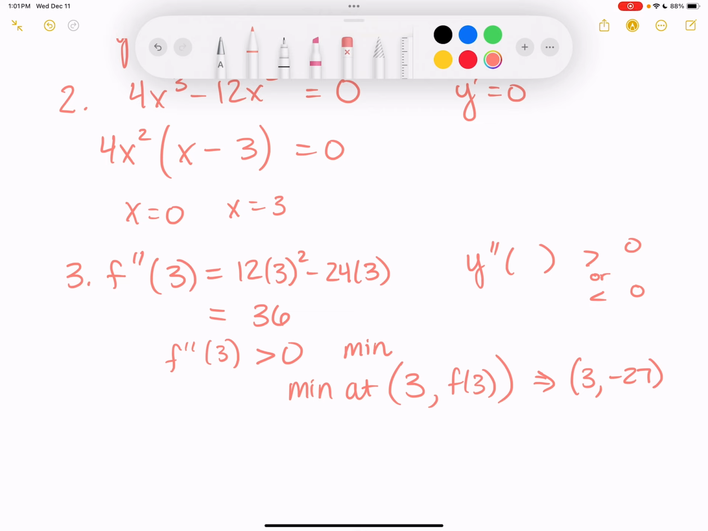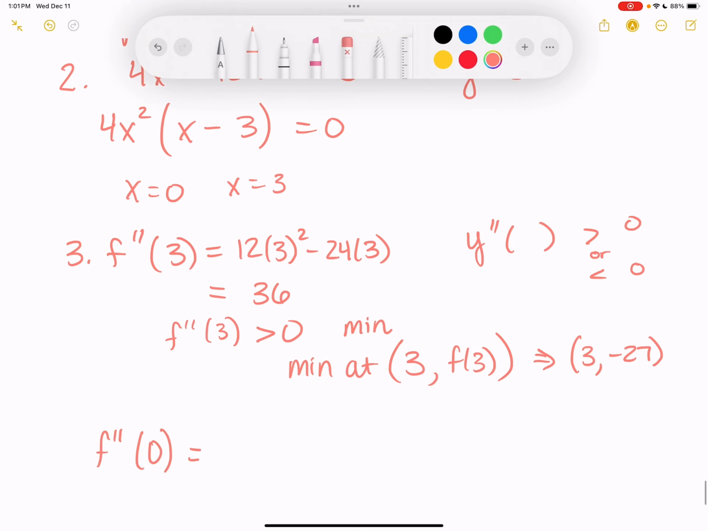So now I've checked 3, I need to check 0. As many zeros as you get in step 2, you have to check all of them, because obviously a graph could keep turning around. So then I'm going to do f double prime of 0. If I plug in 0 to the second derivative, I'm going to have 12 times 0 squared minus 24 times 0, which is what? 0. So the second derivative test fails, meaning I need step 4.